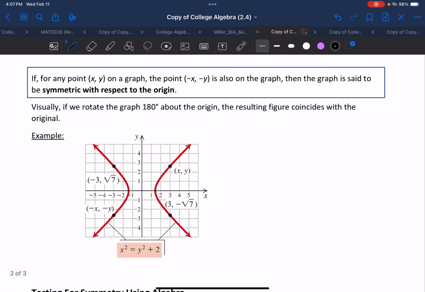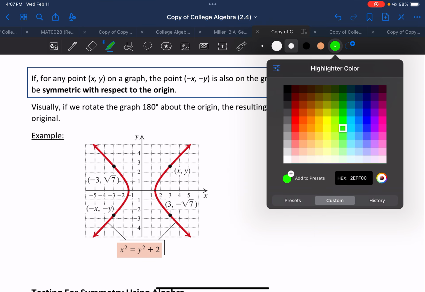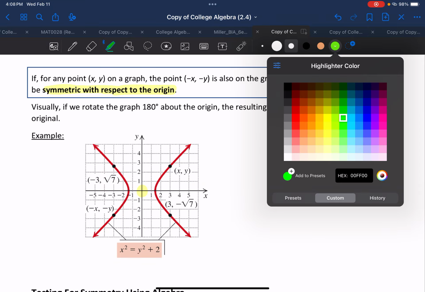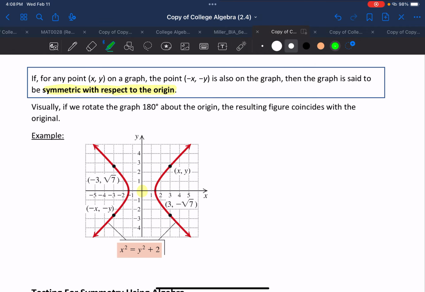And then the last one that is a little harder to see visually is when a graph is symmetric with respect to the origin. And this one's different because the other two we had an actual line of symmetry. But for this one, it's symmetric about a single point, which is the origin in the middle there.